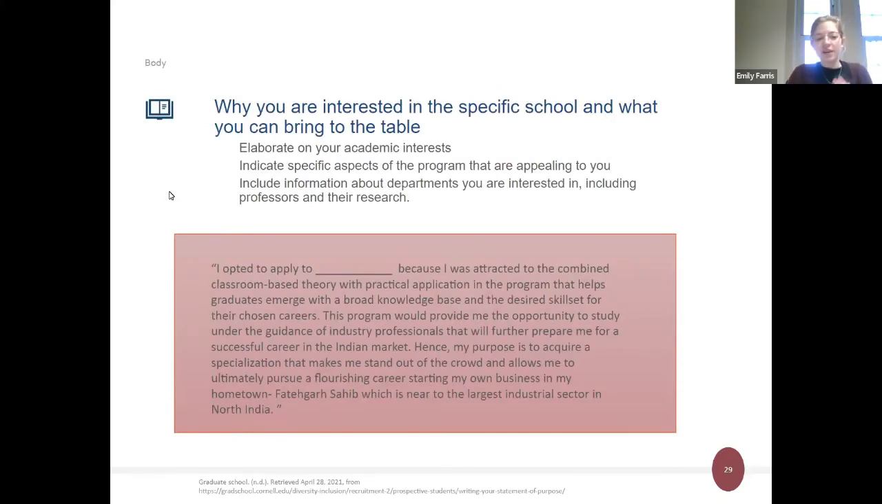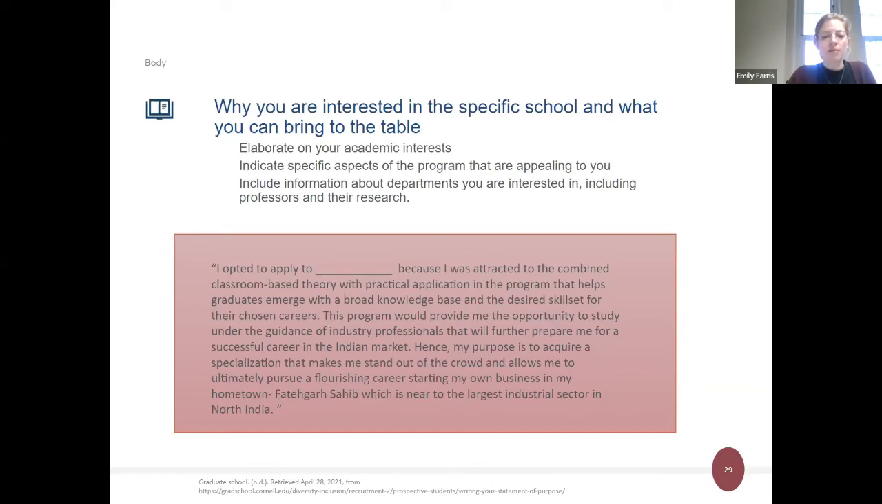Okay, so just a continuation of some other content to include in the body section of the statement of purpose. After you describe a little bit of your background, you want to be sure to tailor it to the specific school that you are applying to. So make it very specific of why you're interested in this particular program at this particular school. It's an opportunity to elaborate on your academic interest. You can talk about specific aspects of the program that are appealing to you.